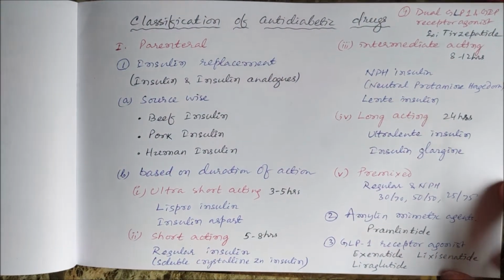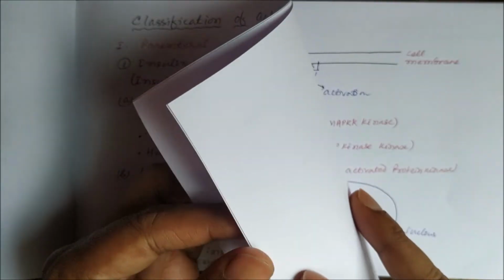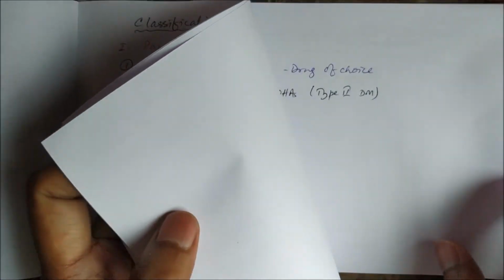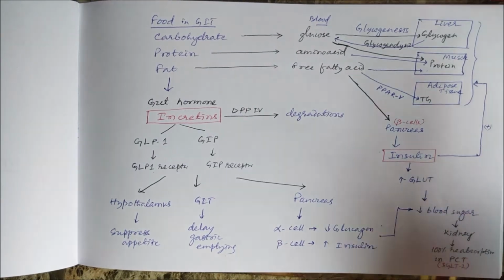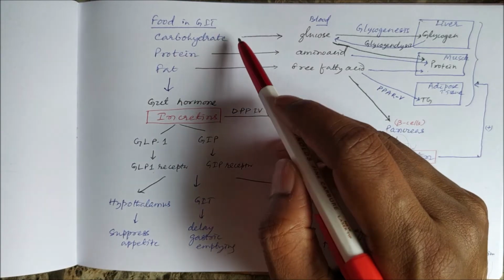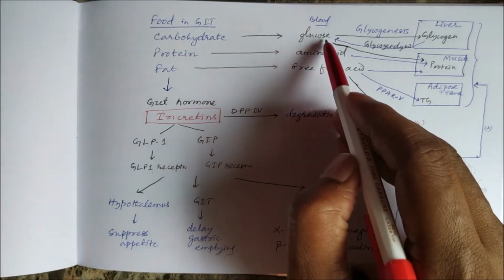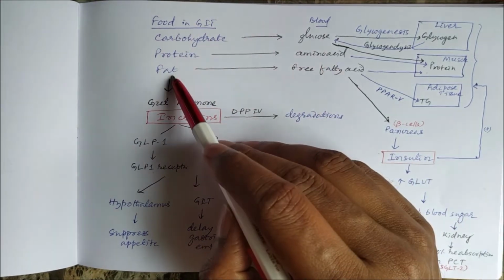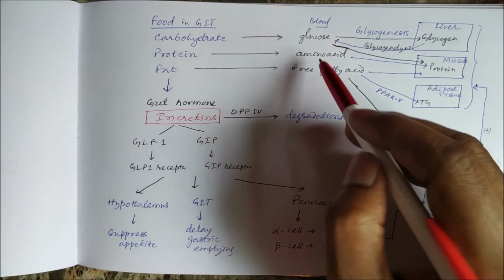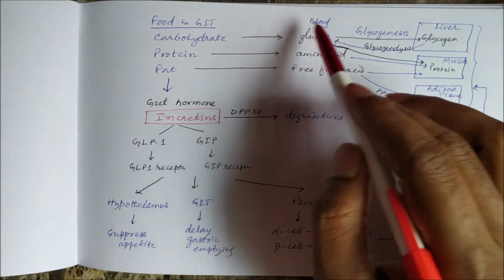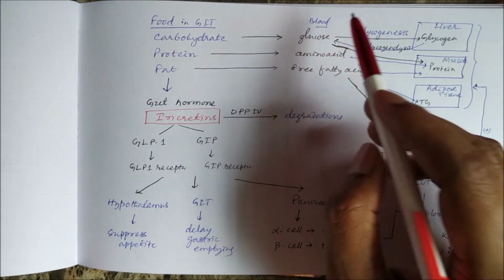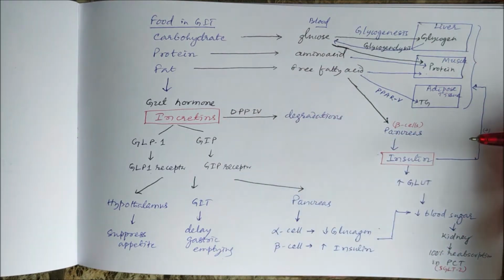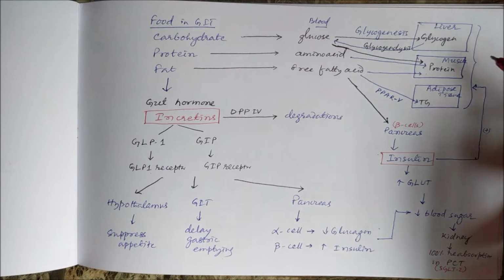So how does this hyperglycemia occur and how is it regulated? What is the mechanism behind that? Our food mainly consists of carbohydrate, protein and fat. The carbohydrates are digested to glucose, proteins are digested to amino acids, and fats are digested to fatty acids. These simpler forms, glucose, amino acid and fatty acid, are absorbed, enter the blood circulation, and are then utilized by our cells in peripheral tissues like liver, muscle, adipose tissue.